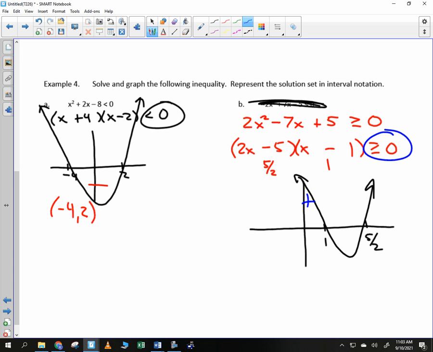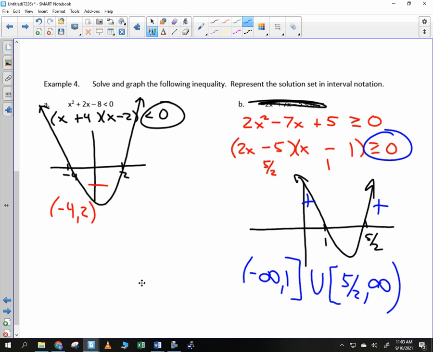Good job. You guys are doing great. So is this going to be a union or is it going to be just a one together thing? It's going to be a union. We're going to have negative infinity to 1. Bracket. Way to go. Sweet.